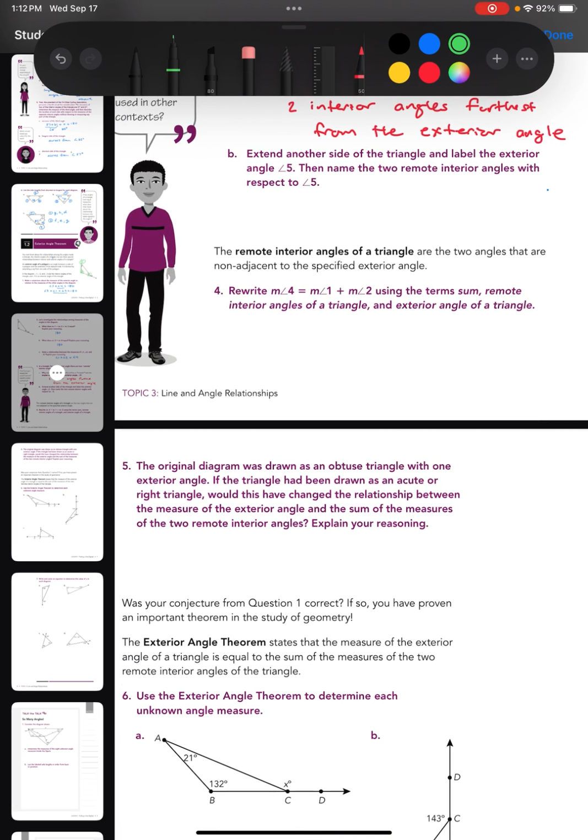All right, so the remote interior angles of a triangle are the 2 angles that are non-adjacent to the specific exterior angle. That's what we were just mentioning. So rewrite measure of angle 4 equals the measure of angle 1 plus the measure of angle 2 using terms such as sum remote interior angles. Okay, we just did that above. We will do it one more time. So the sum of angle 1 and angle 2 equals angle 4.